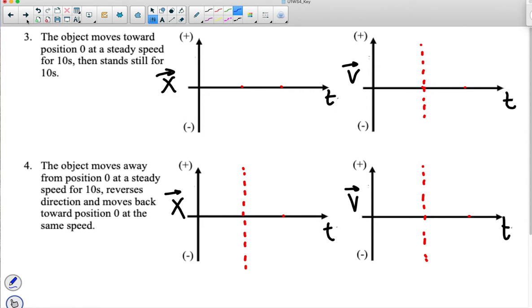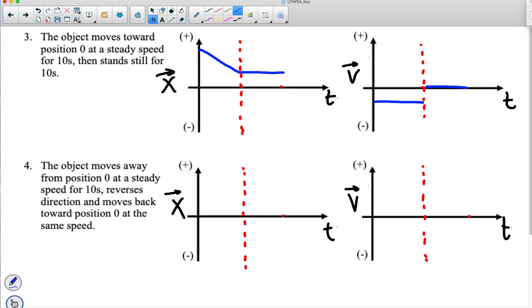Next up, number 3 says the object moves towards a position of 0 at a steady speed for 10 seconds, then stands still for 10 seconds. Well, the most common answer would be to go constant negative slope for a constant negative velocity and then remain at rest for an additional 10 seconds. If we did that, taking a look at the phase change being from here to here, for phase 1, we've got a constant negative slope, so that would be a constant negative velocity. For phase 2, the slope is 0, which means the velocity would have to be 0. Again, those dotted lines just represent the clock reading where the phase change from phase 1 to phase 2 occurs.